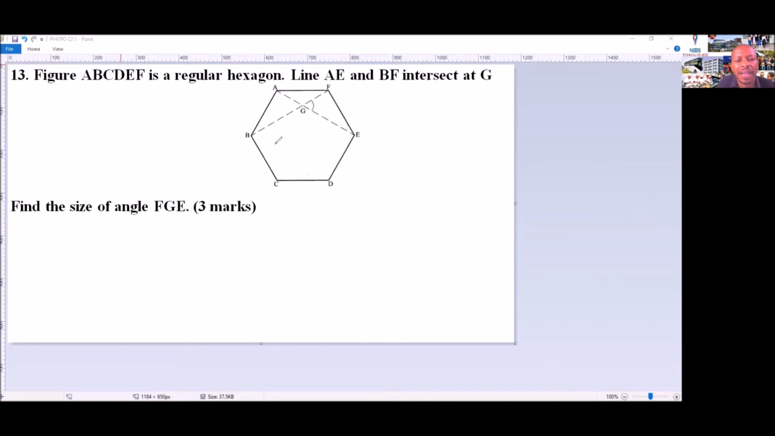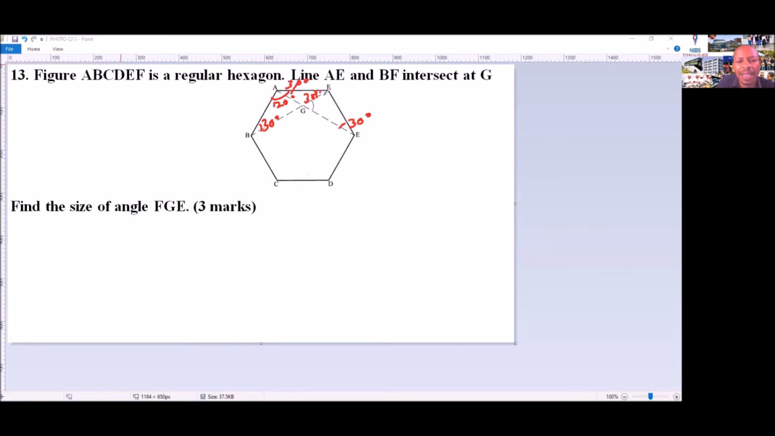So we have our figure there. And therefore, we are required to find the size of angle FGE. So we can start by saying the whole of this angle here is 120. So that is 120 degrees. So it means this angle is 30 degrees, and this angle here is 30 degrees. The same case applies here. So this is an isosceles triangle, so that the angle here is 30 and this angle here is 30 degrees.